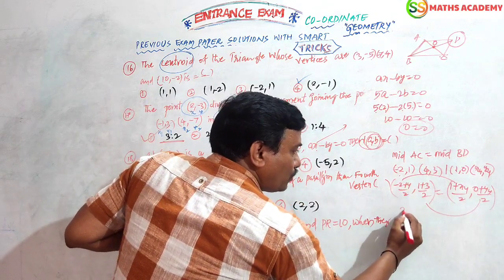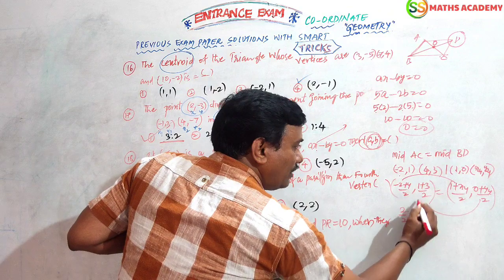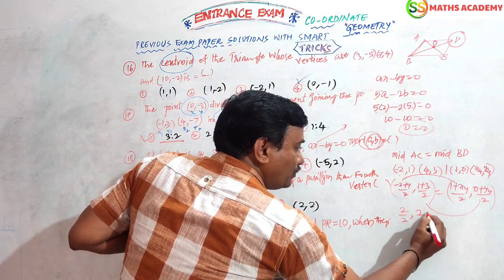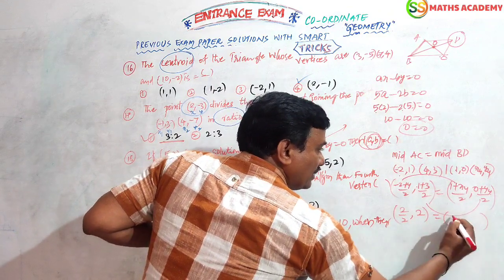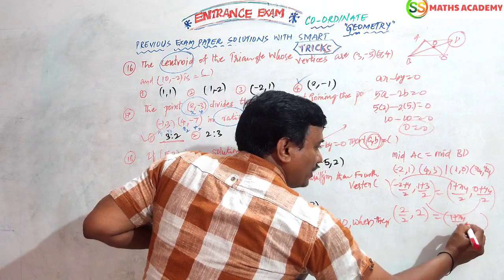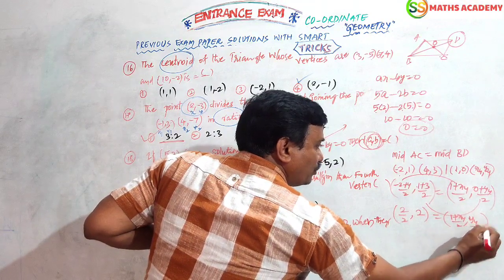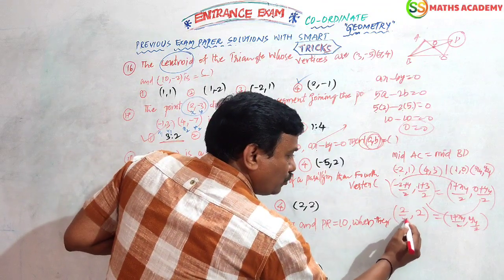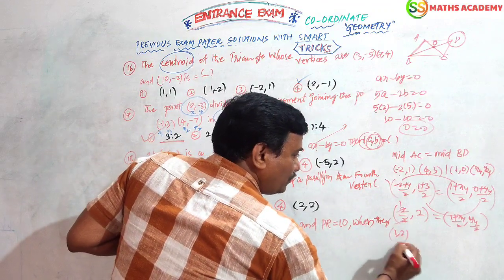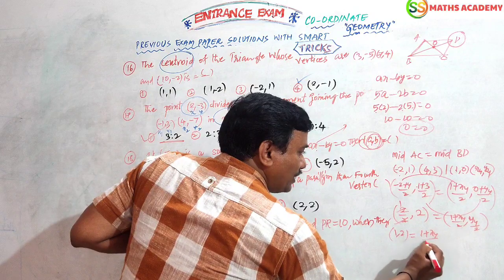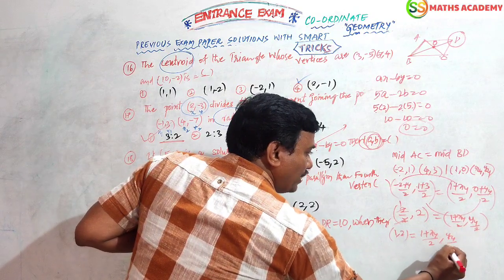So (-2 plus 4) by 2, comma, (1 plus 3) by 2, means 1, 2. That equals (1 plus x4) by 2, comma, (0 plus y4) by 2. So 2 by 2 is 1, and 1, 2 is (1 plus x4) by 2, y4 by 2.